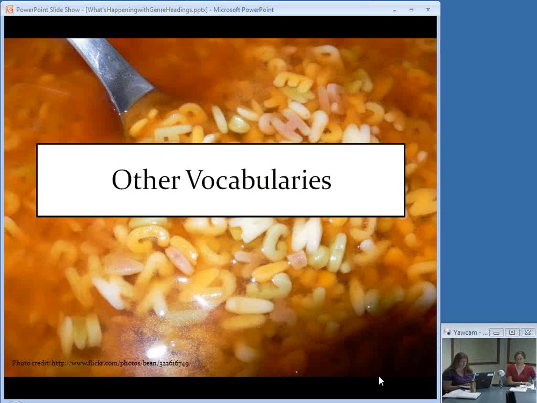And as I've been saying all along, there's no reason you should think that the Library of Congress genre-informed terms are the only terms that you can use. There are other vocabularies out there, and it's kind of an alphabet soup of different acronyms, so just to prepare you for a bunch of acronyms being thrown at you.